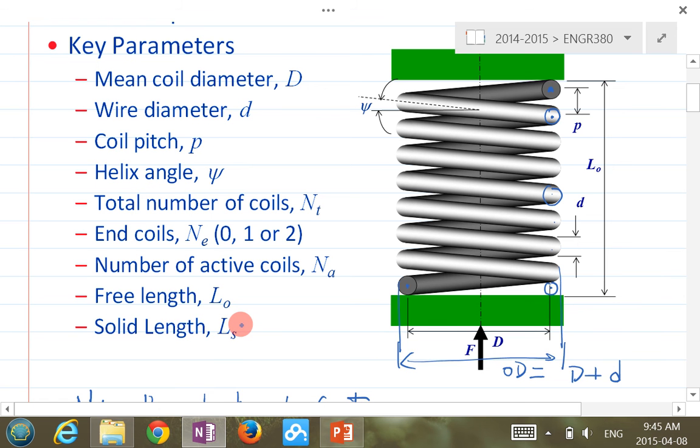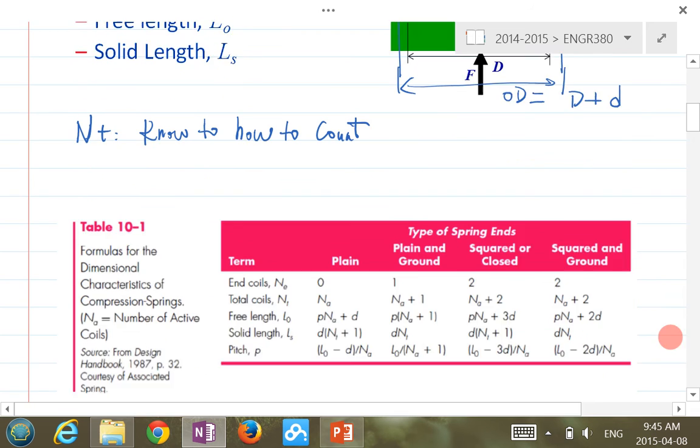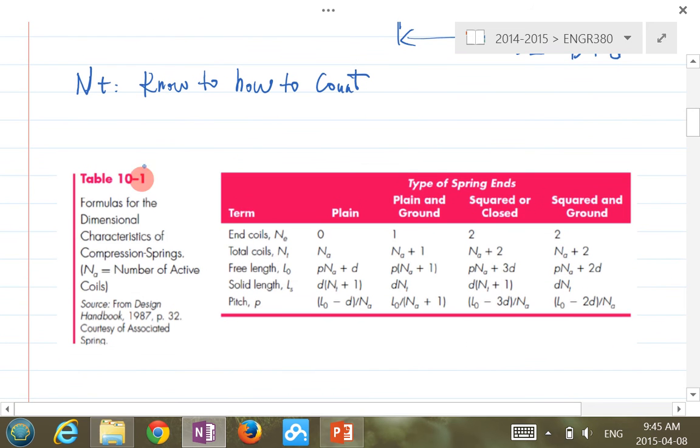Okay, so that's basically the maximum deflection a spring can have, and then that's your LS, right? Yeah, so fully closed. Okay, so how do we calculate each one of these? It's Table 10-1. That's the source you need to resort to, to get all the information.